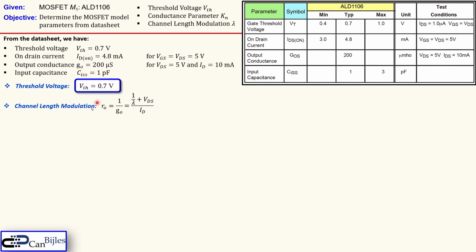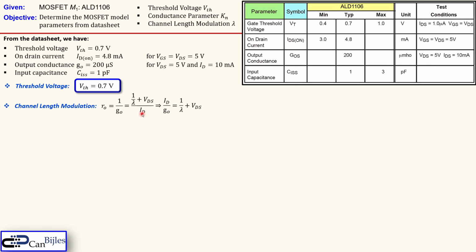Now we need to know how to rewrite this in a form where we can express lambda. In this case, you can see the output conductance is given for a specific VDS condition, and also for a specific drain current ID condition. So we need to use that value in order to calculate lambda here, because that's the only unknown.